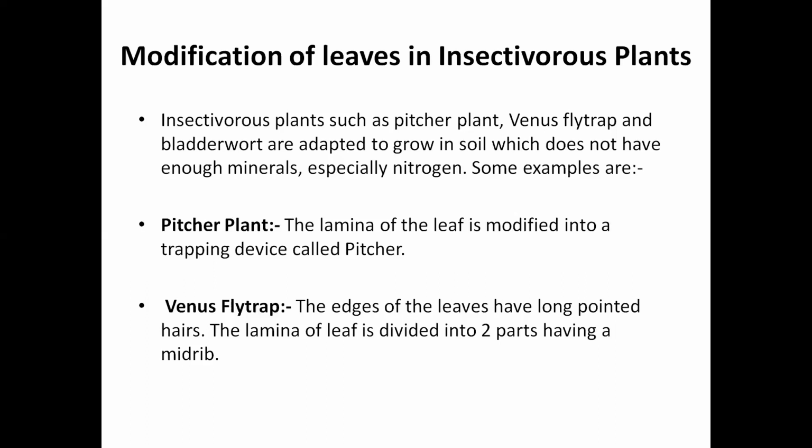Now Venus flytrap. The edge of the leaf has long pointed hair. The lamina of leaf is divided into two parts having a midrib. When an insect visits the plant, the leaf suddenly closes and the insect gets trapped and digested by the juice secreted by the leaf.